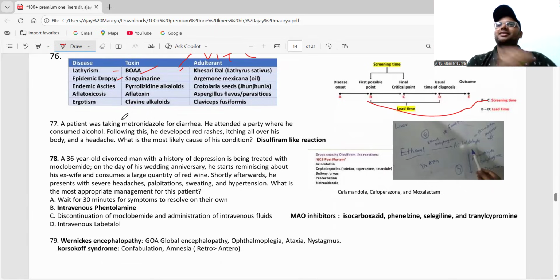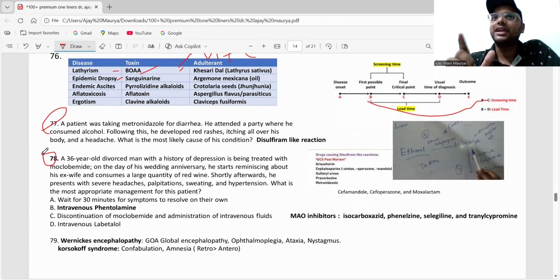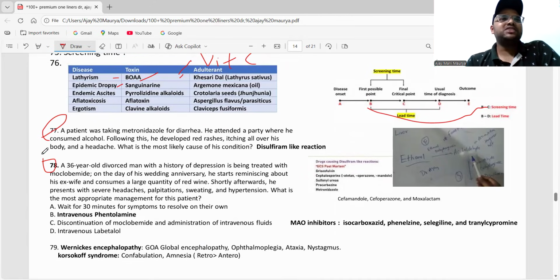Next one, coming to here. These two questions are, oh my goodness, always in the exam.